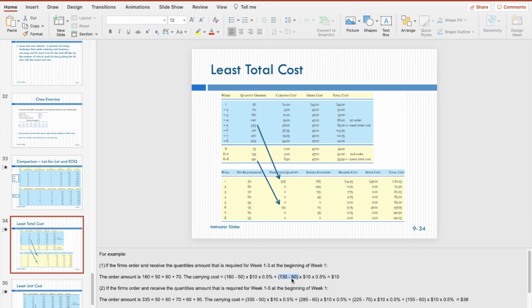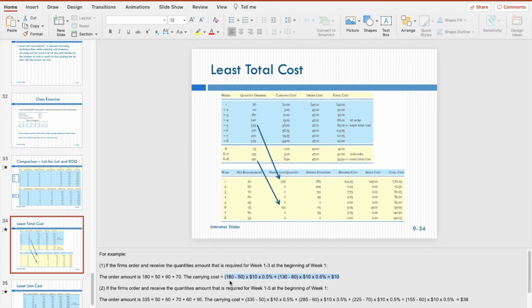Since you still need to keep this 70 for week 3, you also need to incur an inventory cost for this 70 amount, which is 70 times 10 times 0.5%. If you add all the amounts, it will be $10. That's why this carrying cost is $10. Okay, I already showed you the detailed math procedure with the description for this $10.